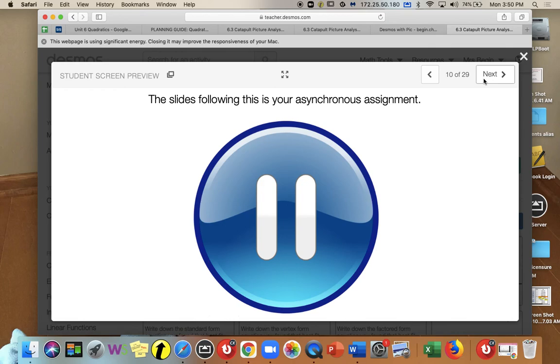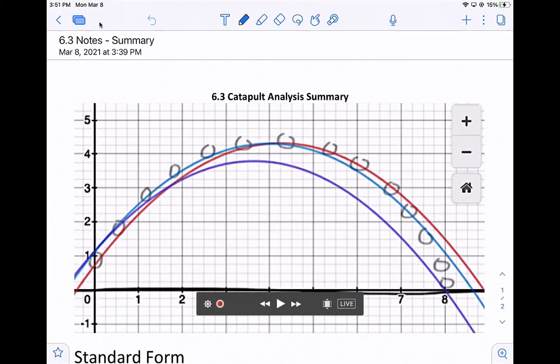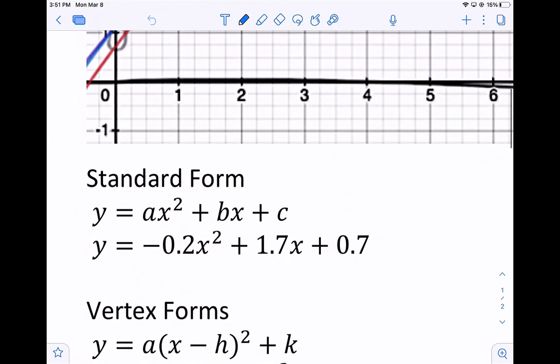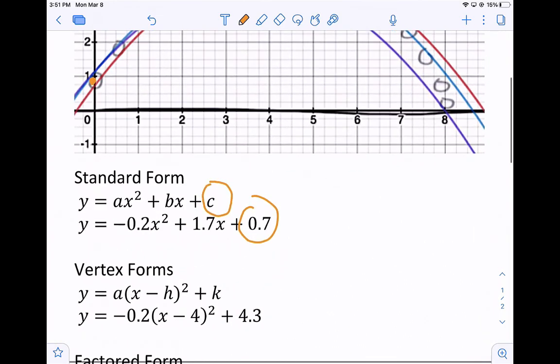Okay, so it was a lot of playing around with and analyzing your data, so I just kind of put together a summary of what we've done here. So here's my graph, here's my picture, and again, standard form tells us the starting value at time 0. So again, here's what standard form is. Where did it start at? It started at this 0.7 right here. So here, the standard form tells us the starting value.